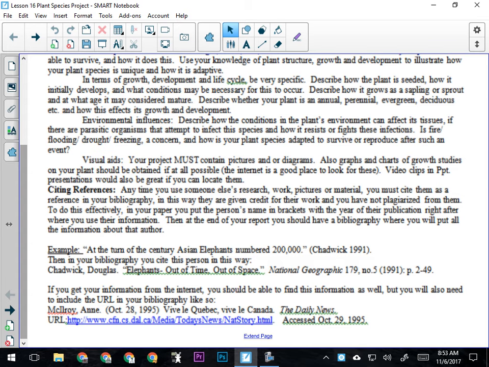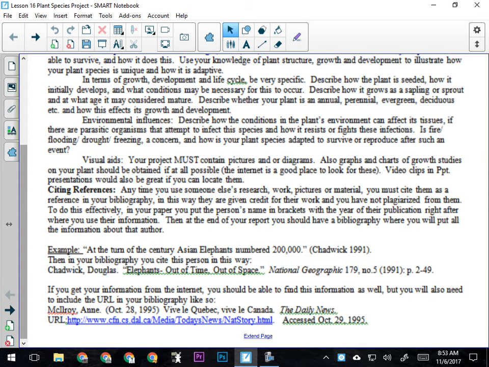Also graphs and charts of growth studies, etc., could be found. Video clips: if someone's got a time lapse video of this plant growing from a sapling or something like that, you can include that.